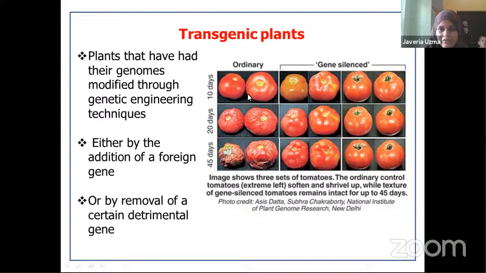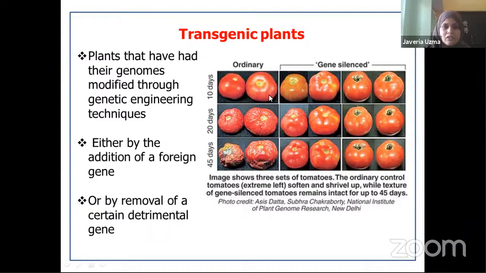Certain plants. For example, this tomato, if we want to increase its shelf life, particularly whenever the tomato gets ripened on a plant, its shelf life will decrease. That is, it can stay only for up till 2 to 3 days. After that, it starts becoming rotten.